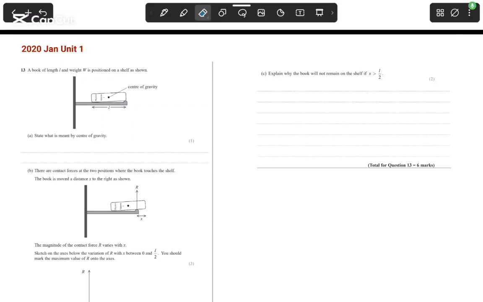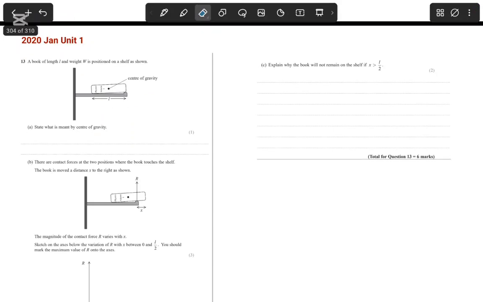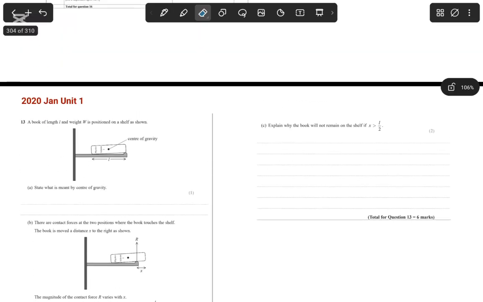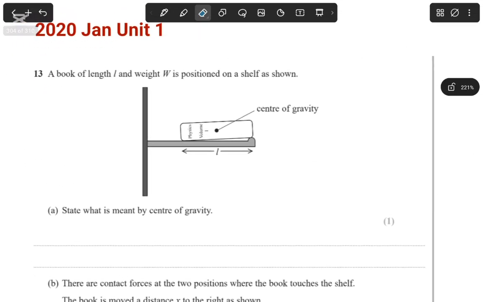Okay, so we're back with another exam walkthrough. This is going to be question 13 from 2020 Jan Unit 1. It says a book of length L and weight W is positioned on a shelf as shown. That's shown as the center of gravity, and it's a physics book.